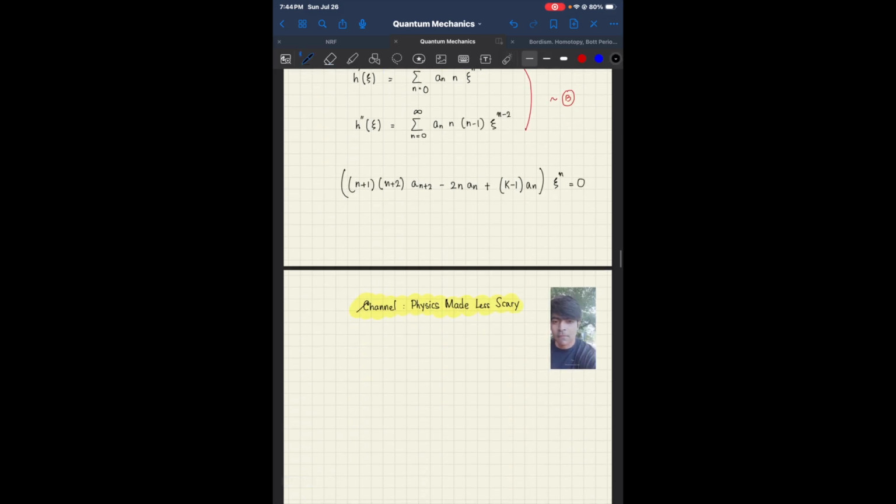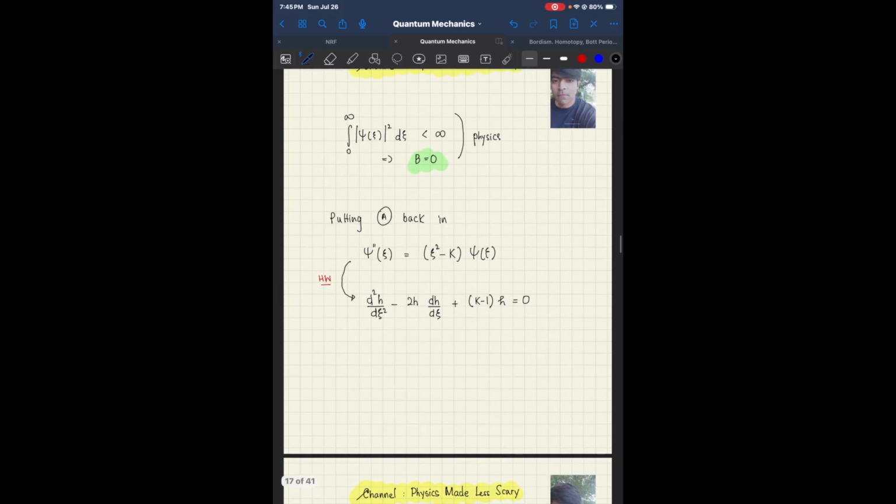And now you see the beauty of this method, right? This term individually has to be 0 for this equation to hold. And mind you, this is for all n, right? For all n equal to 0, 1, 2, up to infinity. It's only then that this full series would be satisfied.